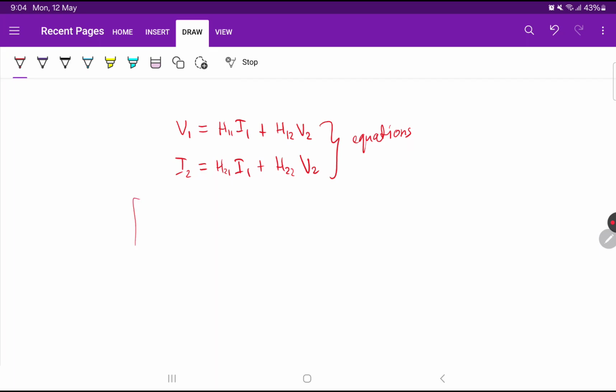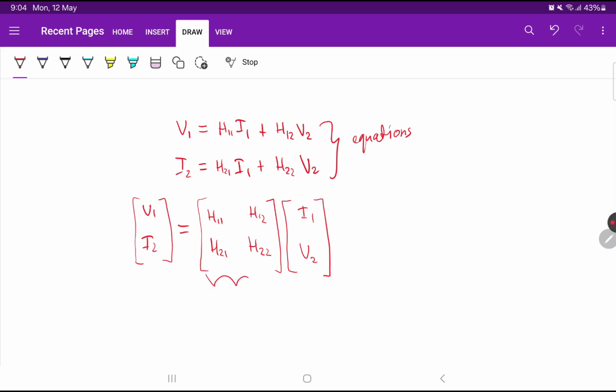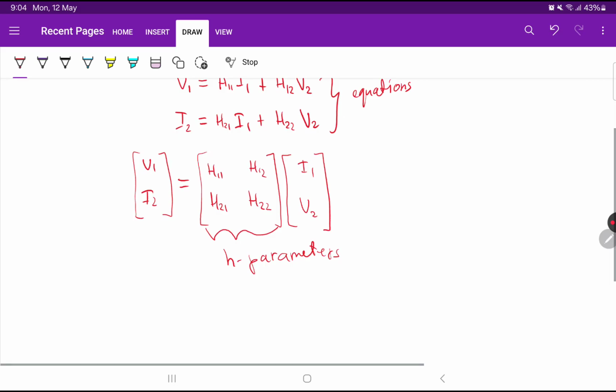So in matrix form, our dependent variables are V1 and I2. Then we have our parameters or coefficients H11, H12, H21, and H22. Then our independent variables are I1 and V2. These parameters are called the H parameters. So this is a hybrid parameter. It contains dependent variables of a voltage and a current.